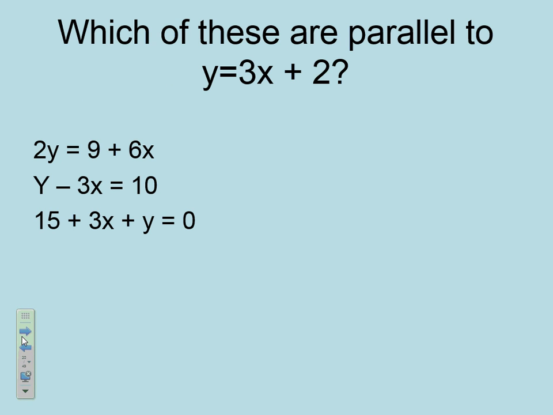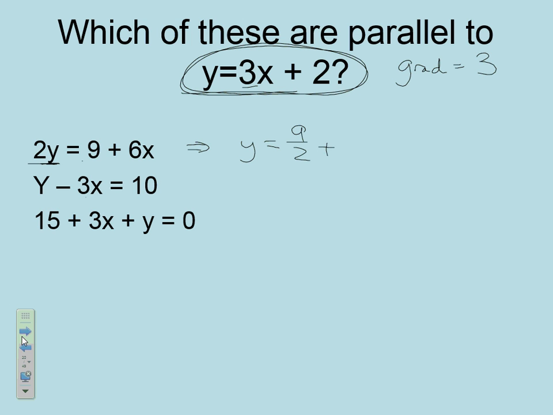So which of these are parallel to the base one here? It means knowing what the gradient of this is. The gradient of this is clearly 3 because we've got 3 x's. But none of these are in quite the right form to see that. This one, we've got to divide by that 2. And so that would give us y equals 9 divided by 2 plus 6 divided by 2. 6 divided by 2 is 3. So that one's got a gradient of 3. Yay. It is parallel to that one.